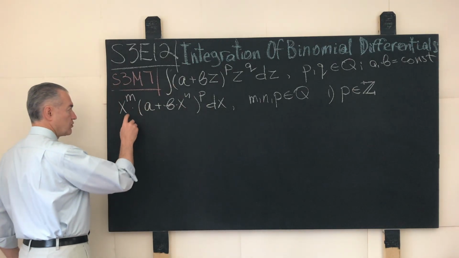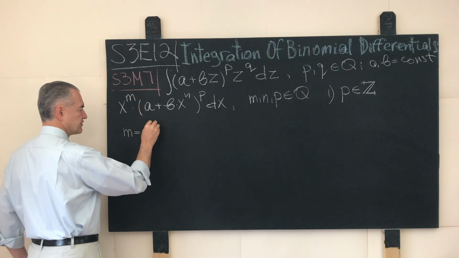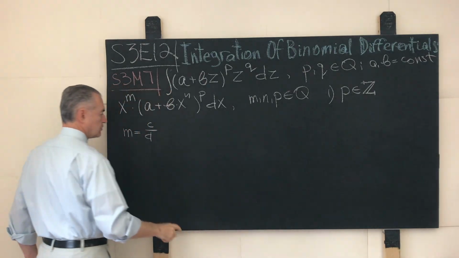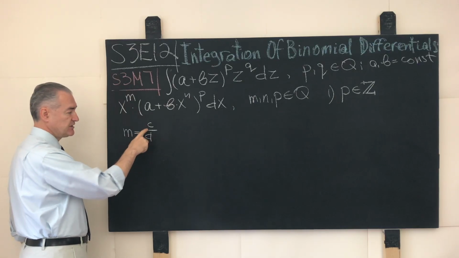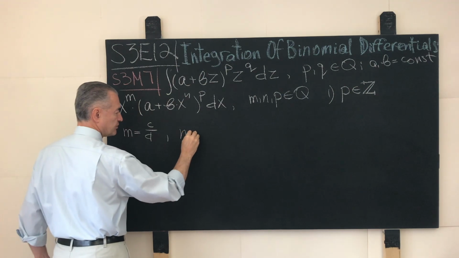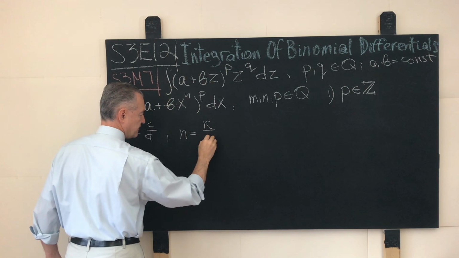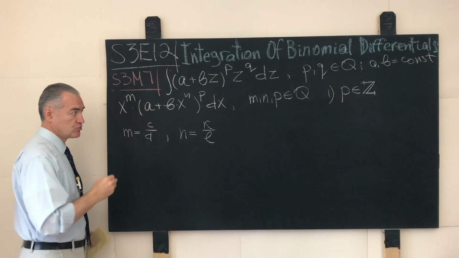Well, let's say our exponent m can be represented as, because it is a rational number, a whole number c divided by a whole number d, and likewise the exponent n is representable as a whole number k divided by another whole number l. What should we do in this case?